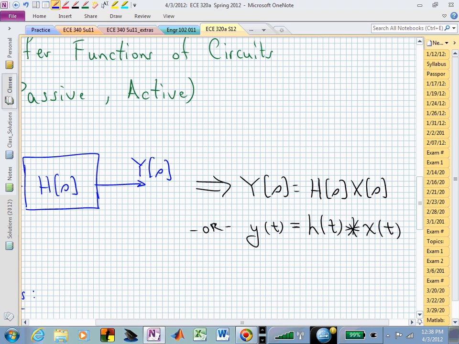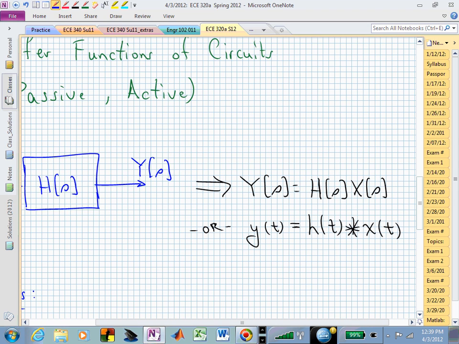Meaning you have a signal transform, capital X of S, you have a systems transform, and their combination gives you a signal out. So you have a signal going through a system giving you a signal out.